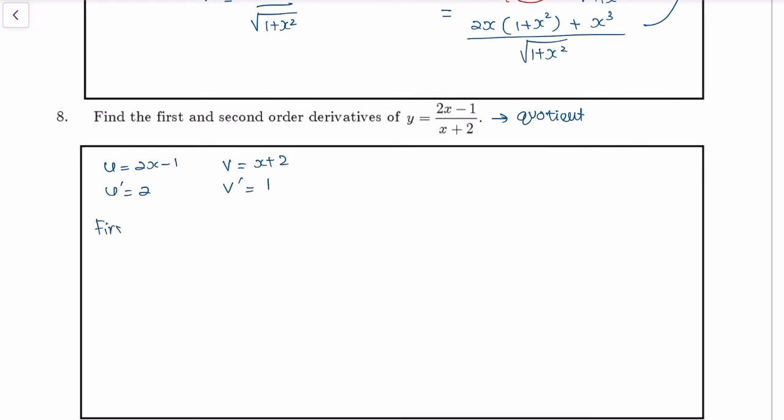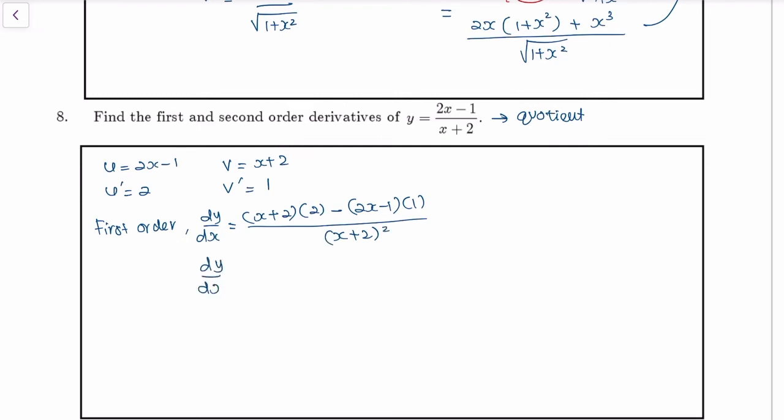So, first order adalah dy over dx lah. So dy over dx equals v u prime minus u v prime over v square. So and then kita akan dapat dy over dx equals, so 2x plus 4 minus 2x plus 1, so dapat 5 over x plus 2 square.